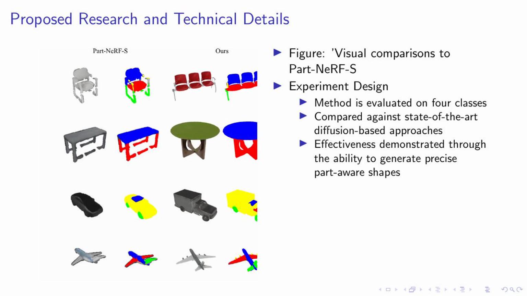Moving on to the experiment design, we rigorously evaluated our method on 4 different classes. We didn't stop there. We also compared our method against the best diffusion-based approaches currently available. The results were impressive, demonstrating our method's effectiveness in generating precise part-aware shapes. This is a significant step forward in the field, and we're excited to share these findings with you today.